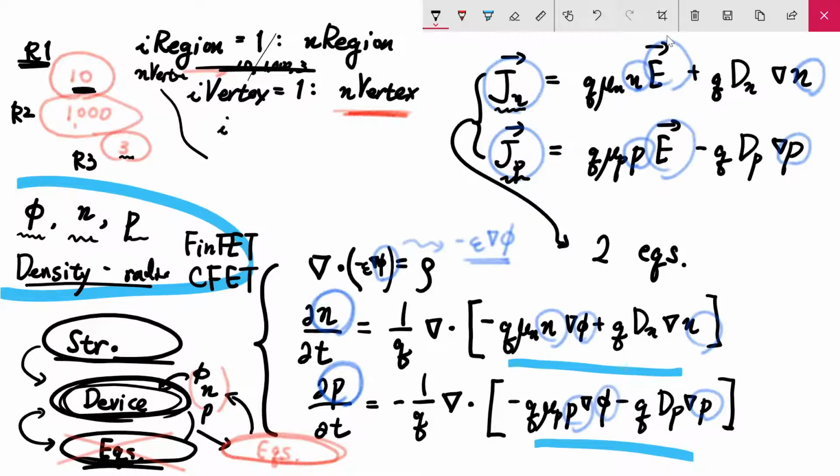Now in this case you can think of the i variable, 1, 2, up to n variable. So what is it? N variable is the number of unknown variables. If you are talking about phi, n and p, then this should be 3. However, if you just consider the nonlinear Poisson equation, then that will be just 1. So now you have this nested 4 loops.